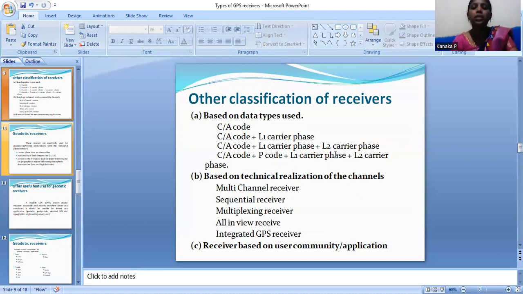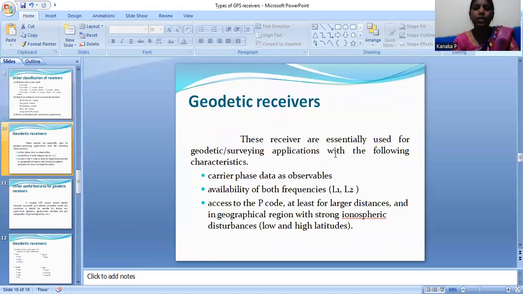So next one is based on technical relaxations of the channels. First one is multi-channel receivers, and second one is sequential receivers, multiplexing receivers, all-in-view receivers, integrated GPS receivers. So next one is receivers based on user community application. That is the application used for the classification of the receivers.